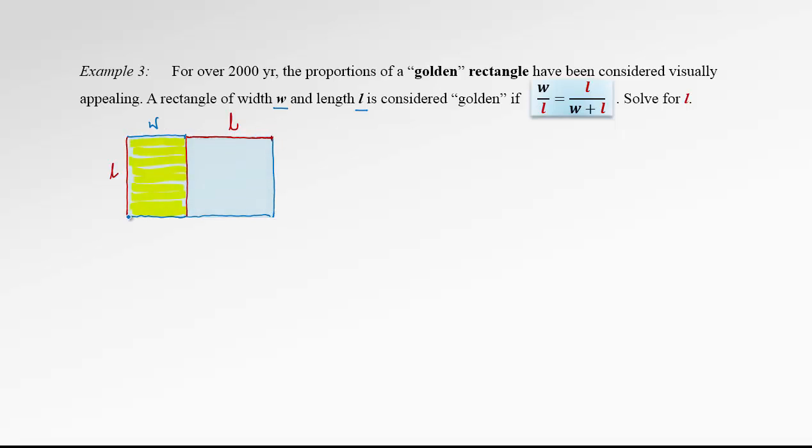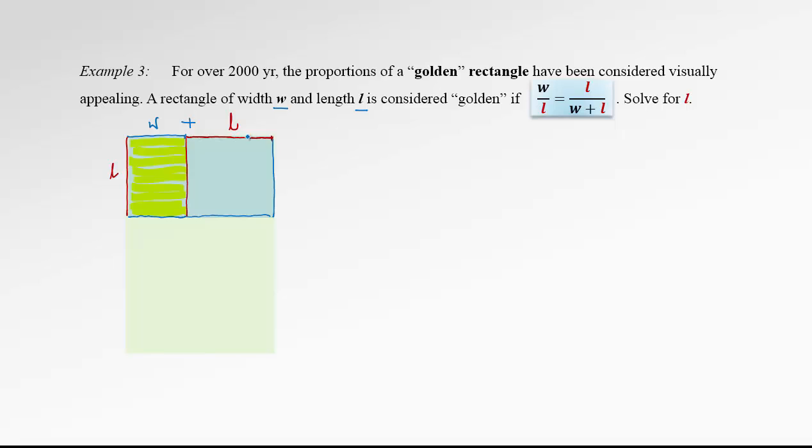So the width of the big rectangle is L, and the length is W plus L, right? Therefore, a rectangle is golden if the ratio of its width to length is the same as the ratio of its length to the sum of the length and width together. That means the two rectangles constructed like this are similar. And this relation goes on. We could, for example, create another bigger rectangle by attaching this length over here and extending the big rectangle that way.